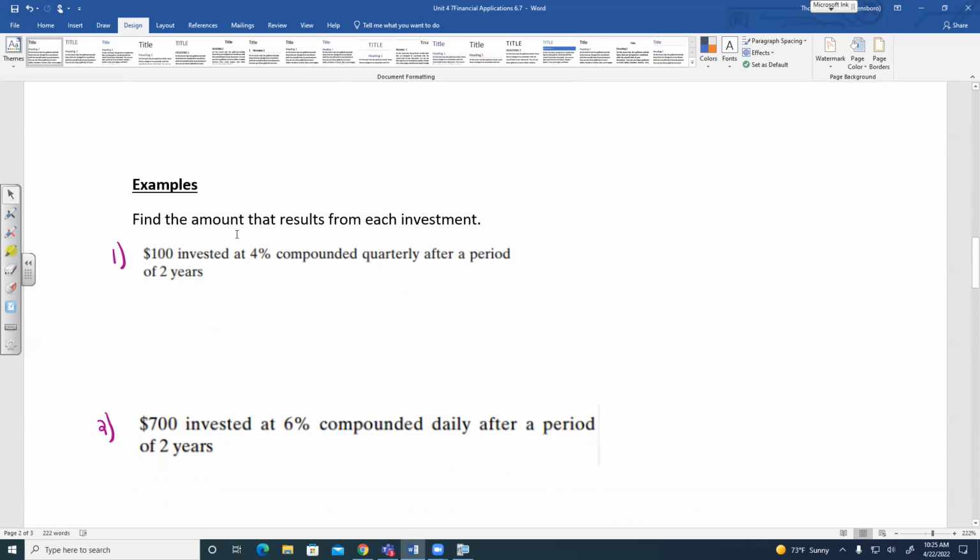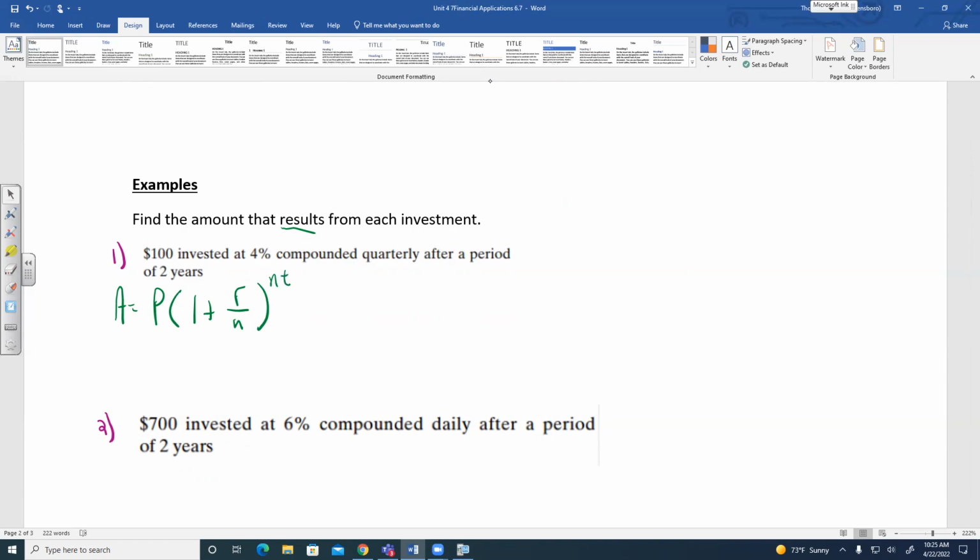This first one says, find the amount that results from each investment. $100 is invested at 4% compounded quarterly after a period of 2 years. Notice how it says "results," so they're looking for the final amount. So it looks like the formula we're going to use is A equals the principal times (1 plus r over n) raised to the nt.